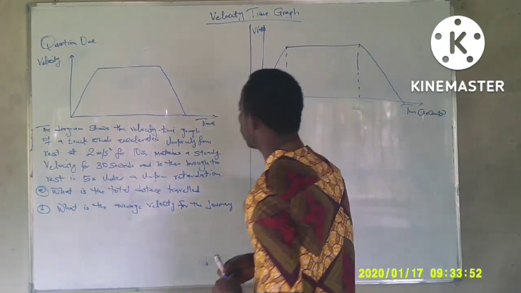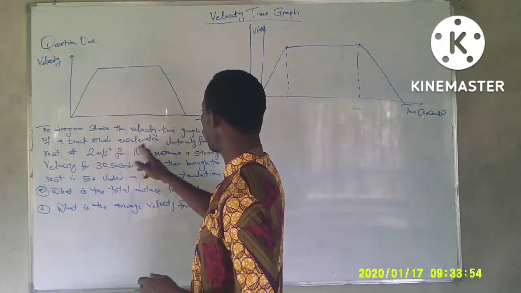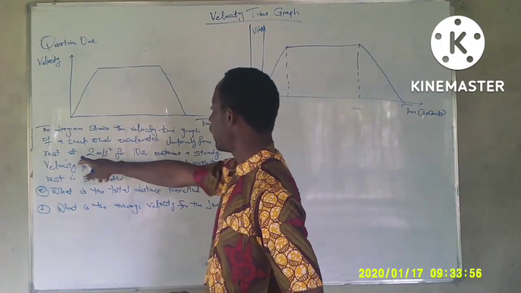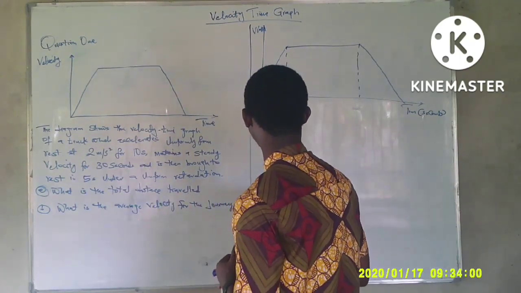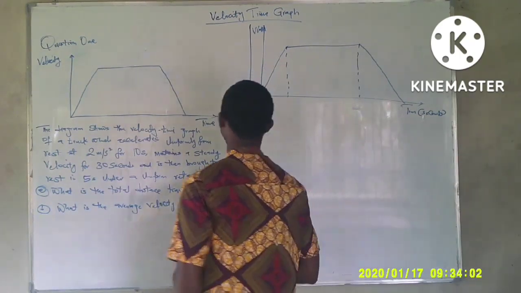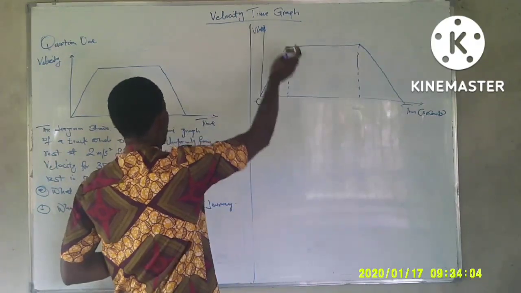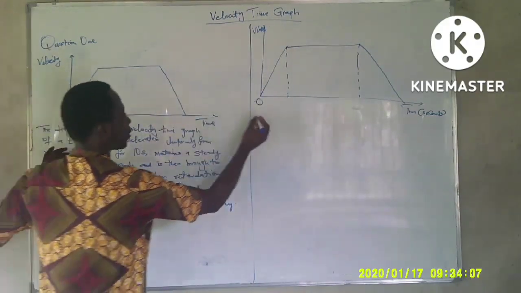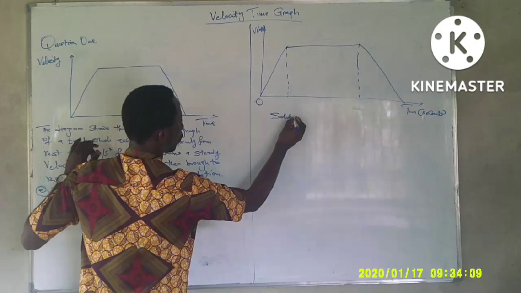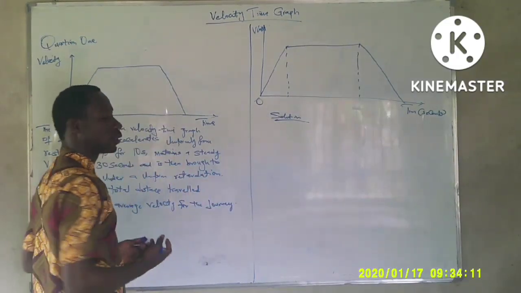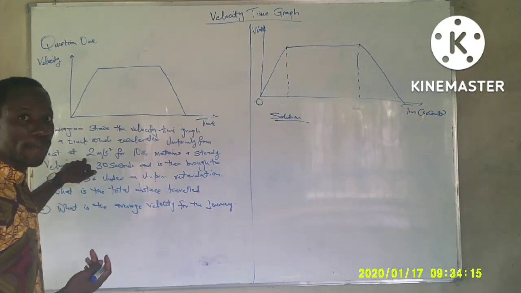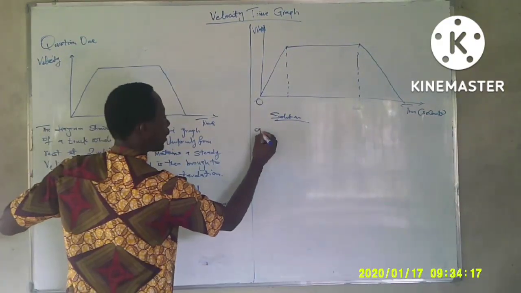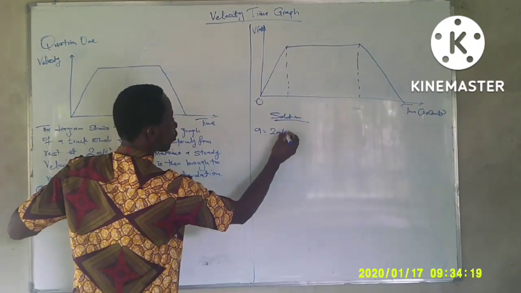The diagram shows the velocity time graph of a truck which accelerates uniformly from rest at 2 meters per second squared. So the acceleration is actually 2 meters per second squared. Remember, this is the velocity. How do we know the velocity? That means we need to find the velocity, but the acceleration is what is given to us as 2 meters per second squared. A is equal to 2 meters per second squared.